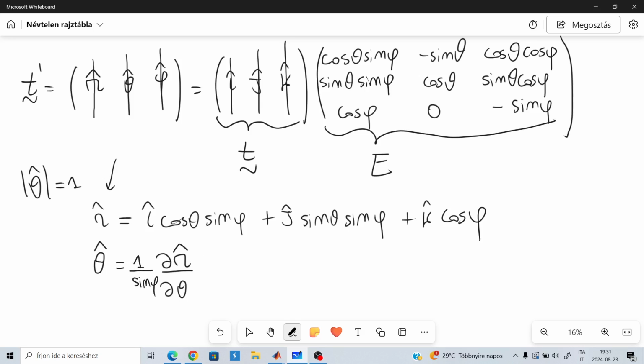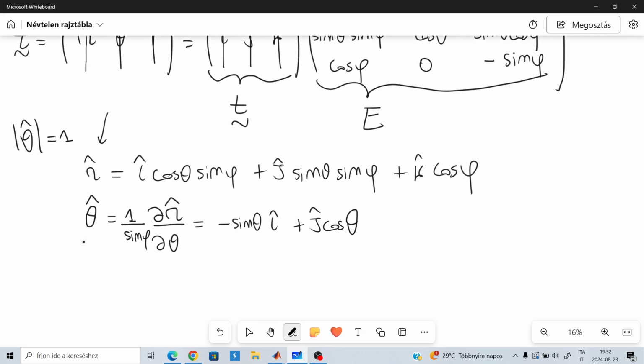So it is quite easy to see. If you take the derivative of this with respect to theta, then you have to divide by sine phi in such a way to make the norm of this vector equal to 1. And once you do that, you get exactly these vectors multiplied by this column here. So you get minus sine theta times i plus j times the cosine of theta, like this.